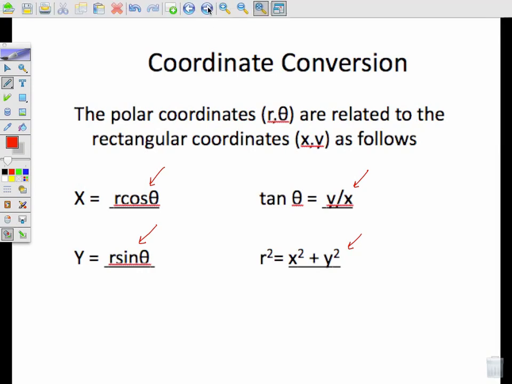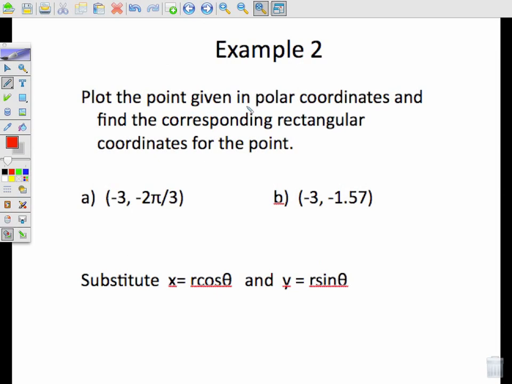All right, let's go ahead and take a look at example 2. Plot the point given in polar coordinates and find the corresponding rectangular coordinate. I'm going to go ahead and plot this letter A here on this side. Let's draw a little coordinate system here, do the best that we can. All right, so here's what we need to do. We're going to negative 2/3 pi.